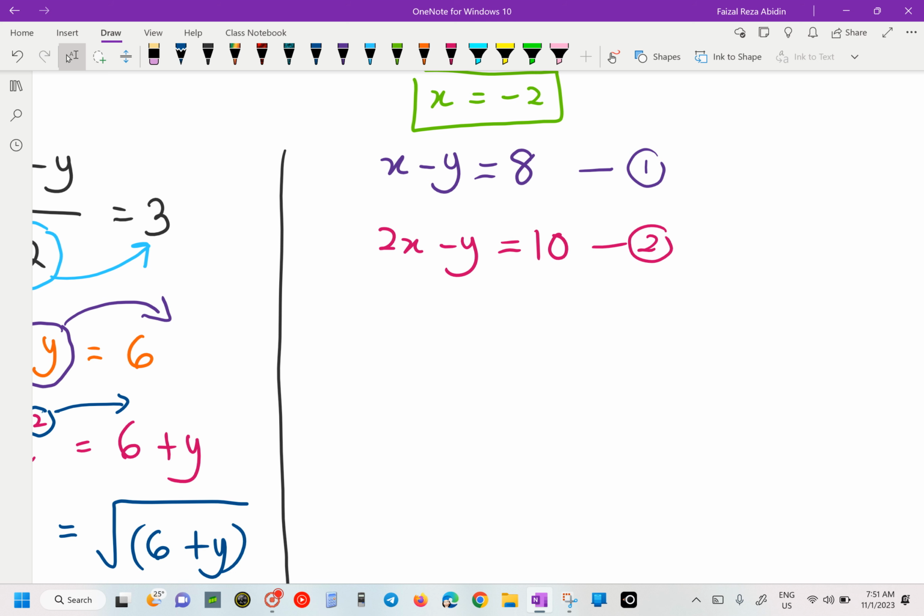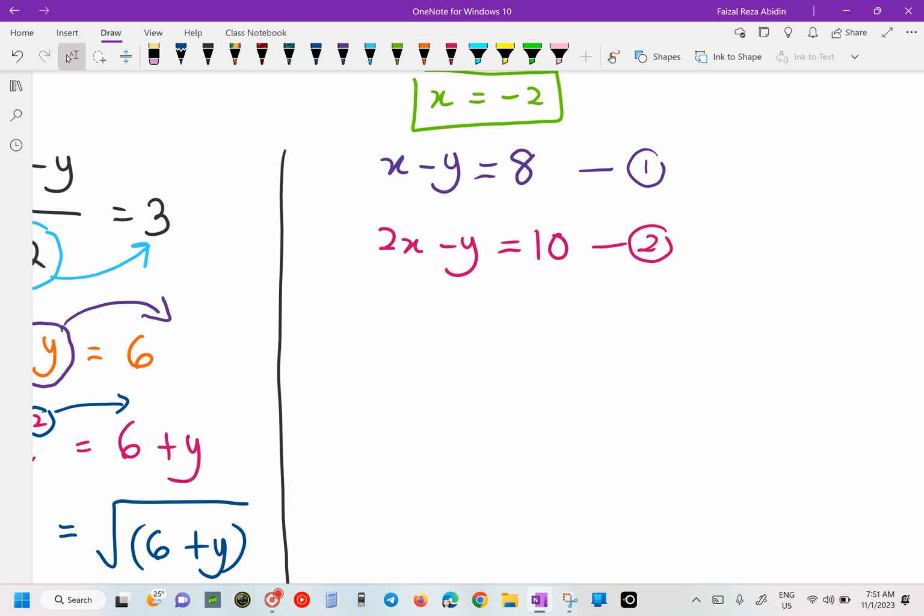So how many methods can you have for this? 3. Yes, the first method, of course, is by using a graph. With the graph method, you can find the intersection. Obviously, we are not going to do that one, but that is one of our methods to solve two linear equations. The second method will be substitution. The third method will be elimination.